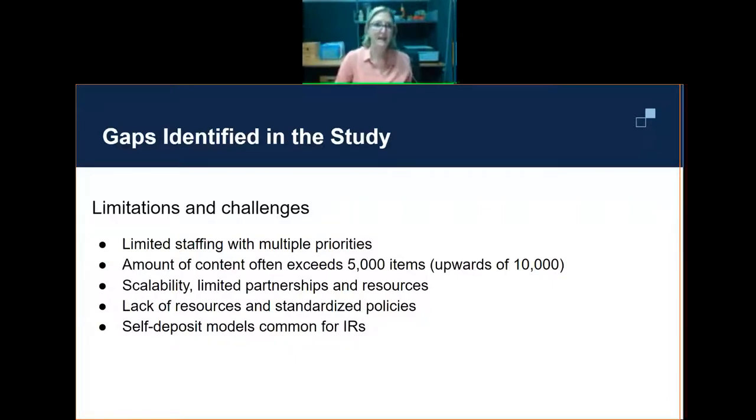And again, as Colleen mentioned, in the study we found many institutions now have 5,000 to 10,000 items in their repository. So going back to resolve these accessibility issues for all of those is going to be a big hurdle. There is also the lack of resources, the lack of standardized policies, and definitely limited staffing, with so many people juggling different job duties, and then working on determining how to develop and implement policies, workflows, and models that would make sense for institutions.